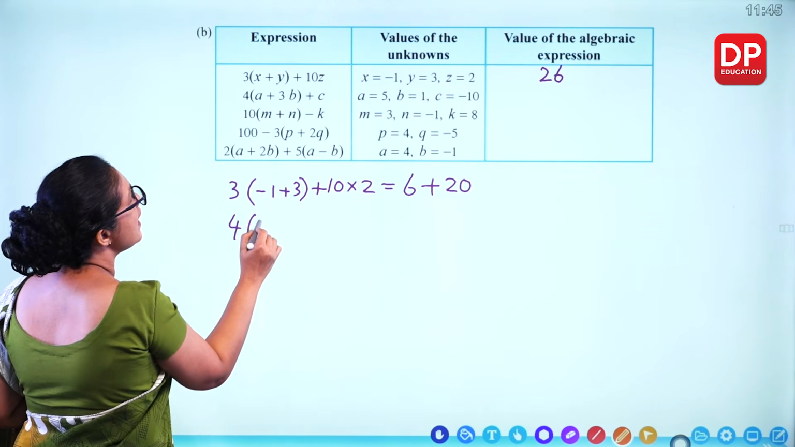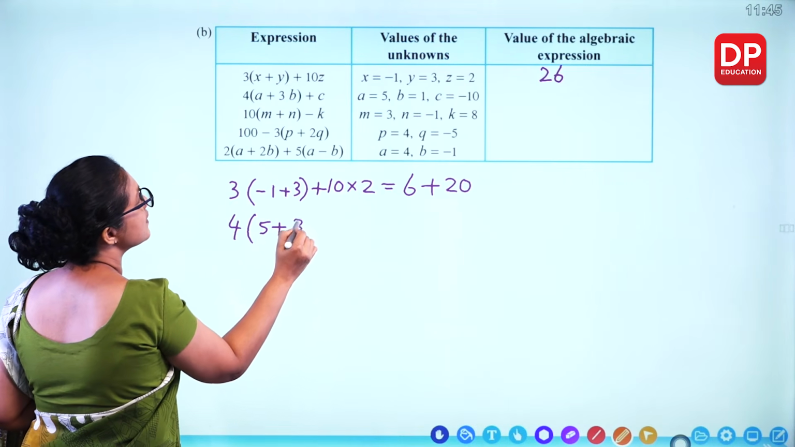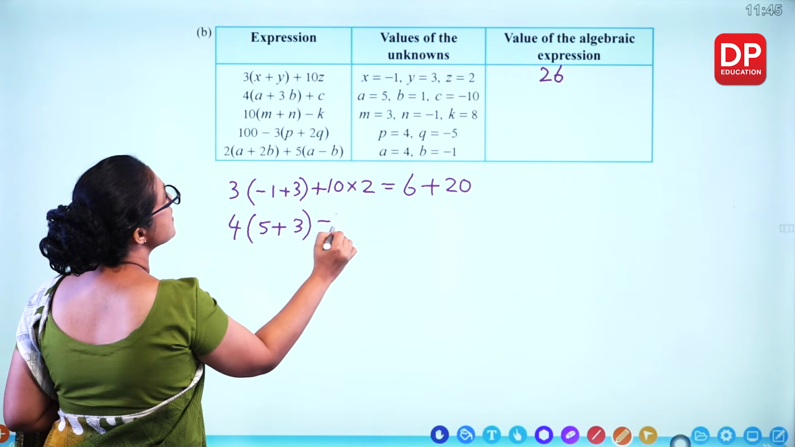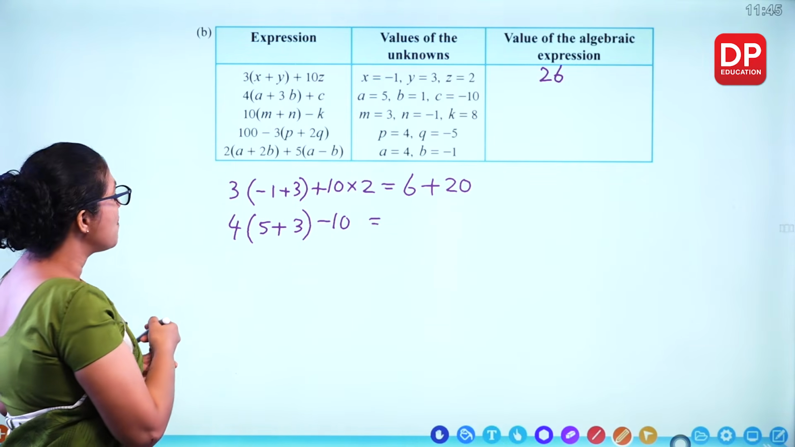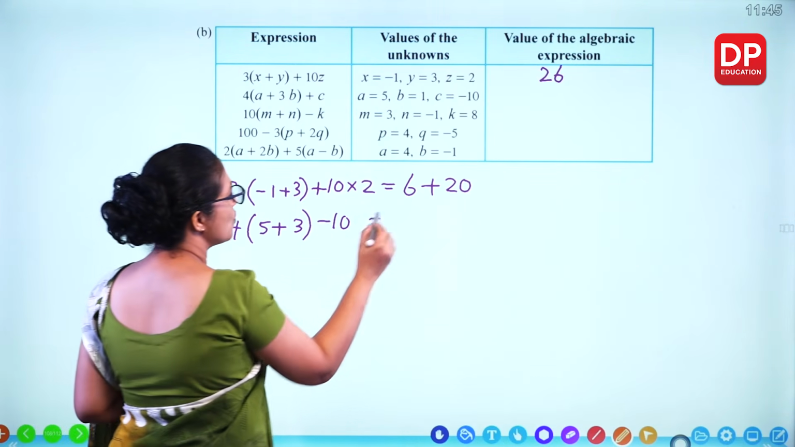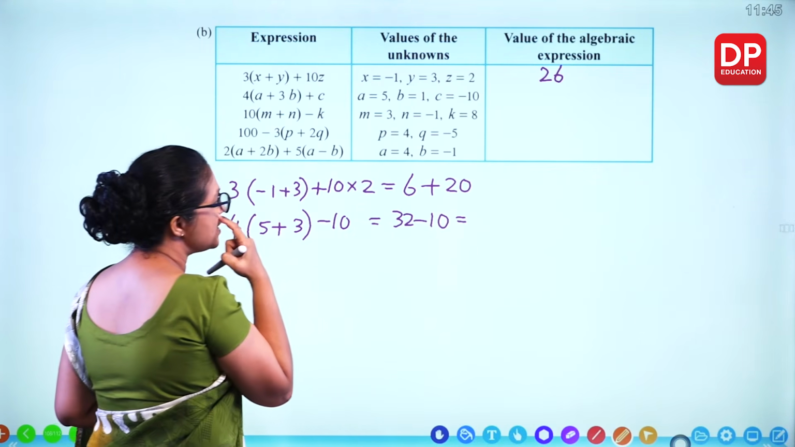4a, a is 5. 3 times b, 3 times 1, that's 3. Minus 10. 5 plus 3, 8. 8 times 4, 32. 32 minus 10, you get 22.